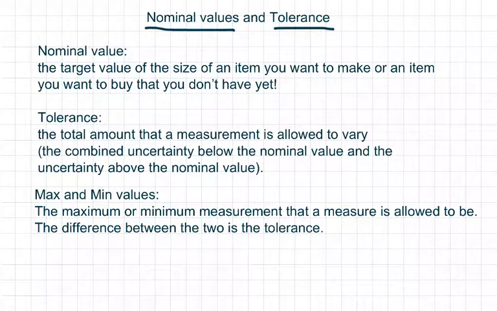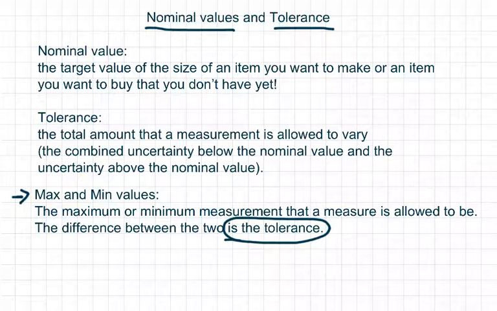So I like to use max and min when I talk about tolerance, because the maximum or minimum measurements that a measure is allowed to be, right? So the highest a measurement can be and the lowest a measurement can be, and it be acceptable. So the difference between your max and your min is the tolerance, and that's how I think of tolerance. So the definition of tolerance, the total amount that a measurement is allowed to vary. Think about that. That's the difference between the biggest size is allowed to be and the small size allowed to be.